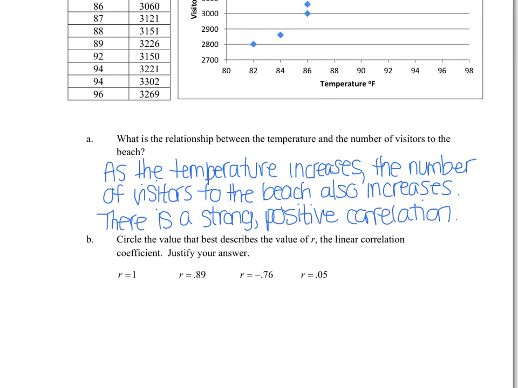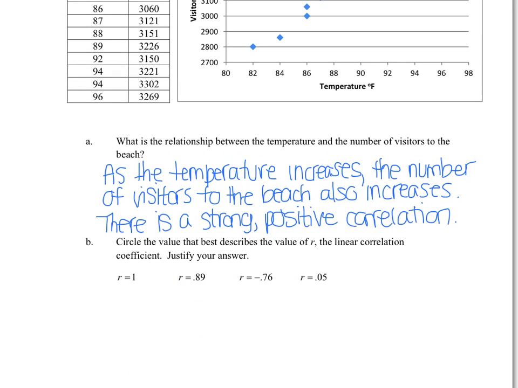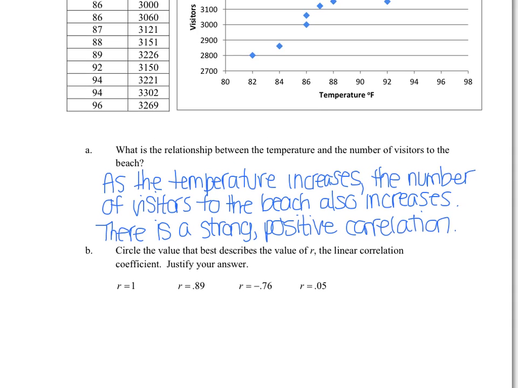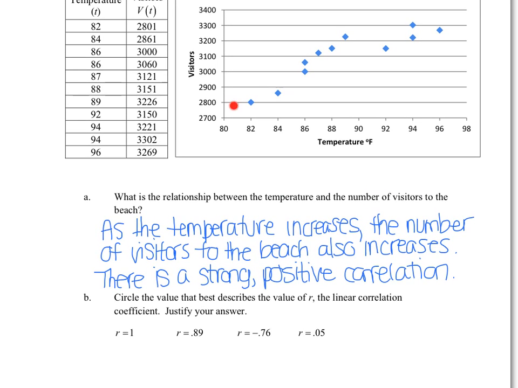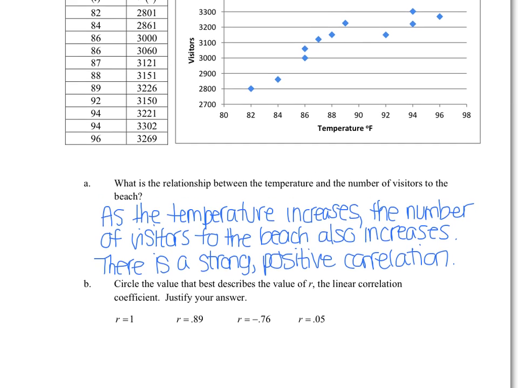All right, part B says circle the value that best describes the value of R, the linear correlation coefficient. Justify your answer. Well, as I said, the data looks like it's a fairly straight line, so we know that it's going to have a strong correlation, meaning that it's going to be close to 1. It's not in a perfect straight line, so it can't equal 1. And because it's a positive correlation, our R has to be positive as well.